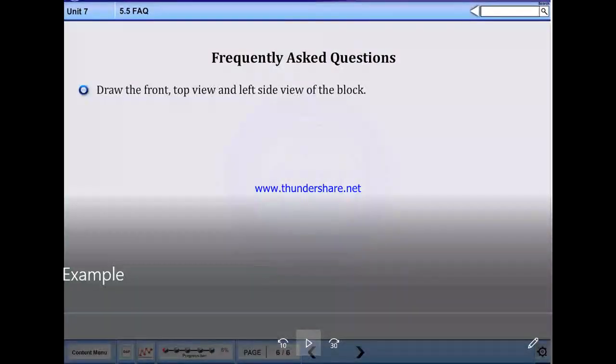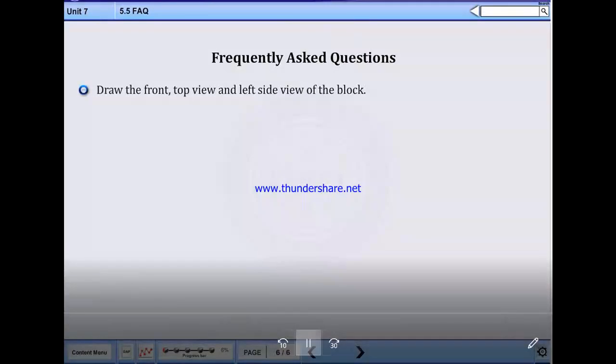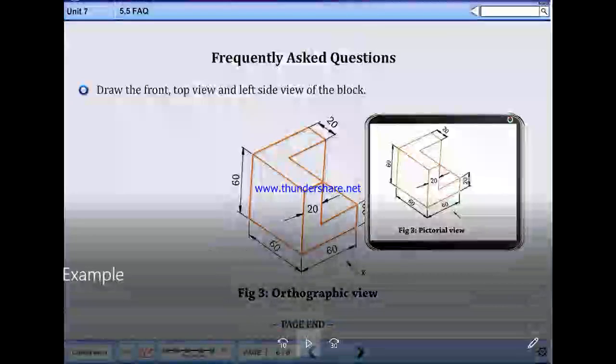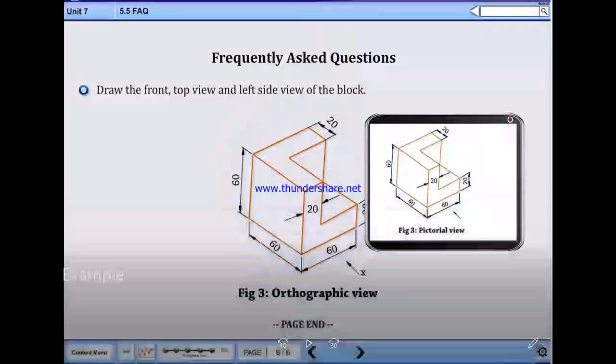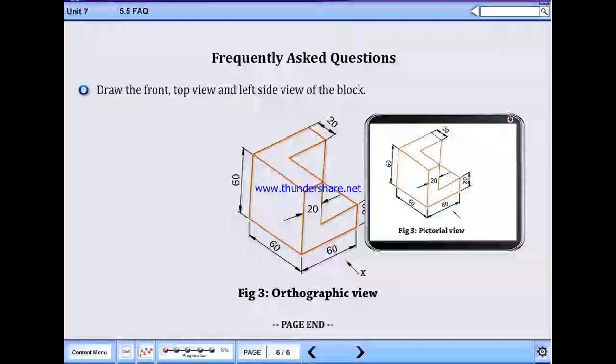Not only that, frequently asked questions like this: draw the front view, top view, left side view of the block. Note down the block orthographic views.